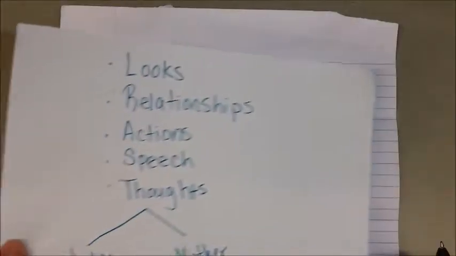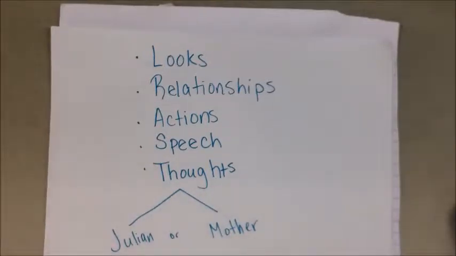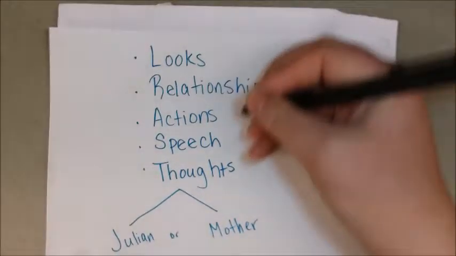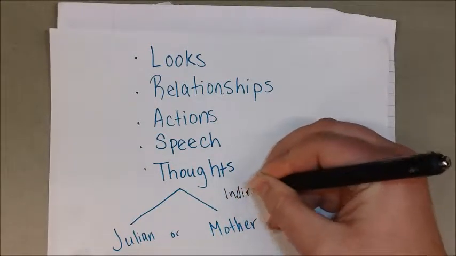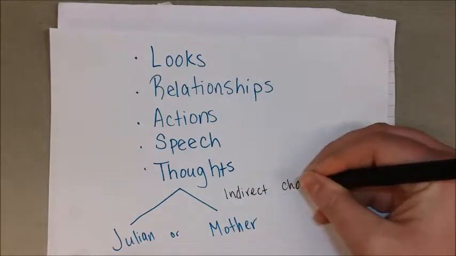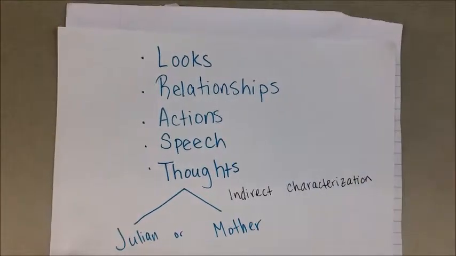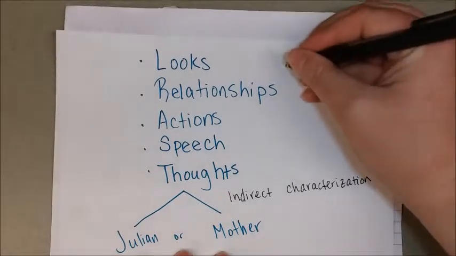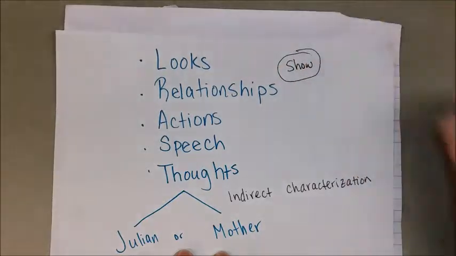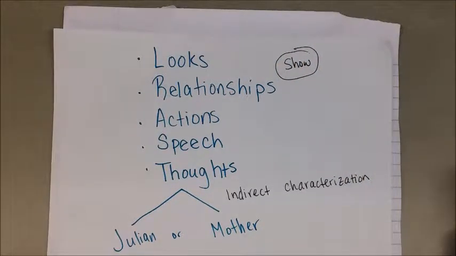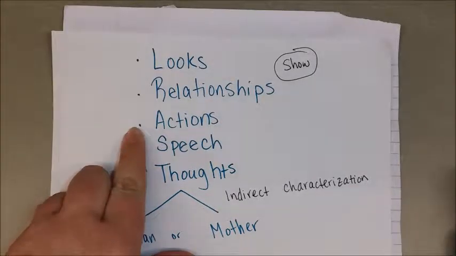What you are going to do today with this character is you're going to make a list using the 5 traits for indirect characterization. And remember, this is the kind of characterization in which the author shows the reader personality traits of the character. So we're not looking for something specific like Julian is impatient. We're looking for things that tell us how he's impatient, his actions, what he says.